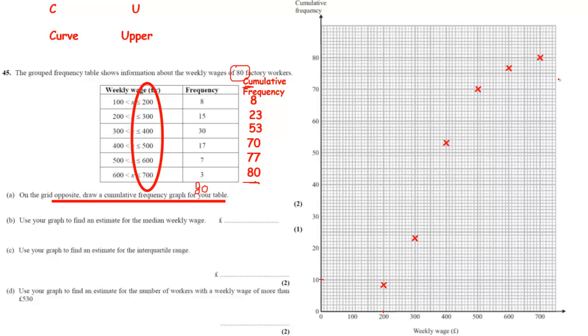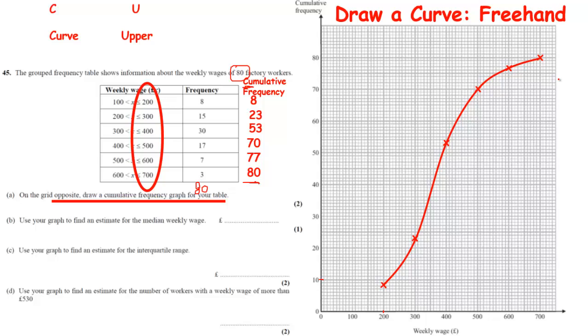Use a pencil when you're doing this, and take your time to draw a curve freehand. So there's my curve. Make sure you draw the curve freehand. Don't use a pen, because if you make a mistake, you wouldn't be able to rub it off. Use a pencil as you're doing this. So that's our curve. We picked up 2 marks for that.